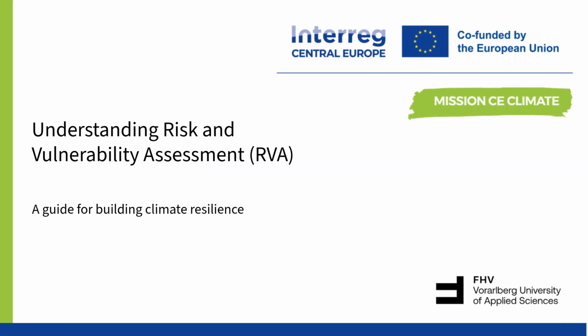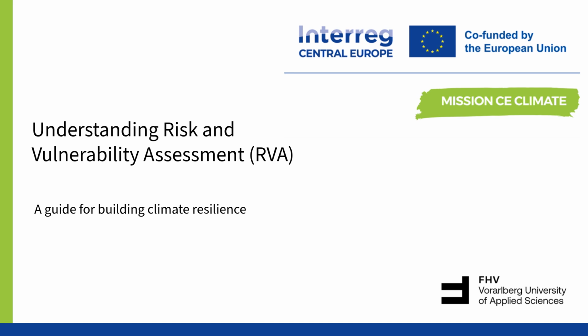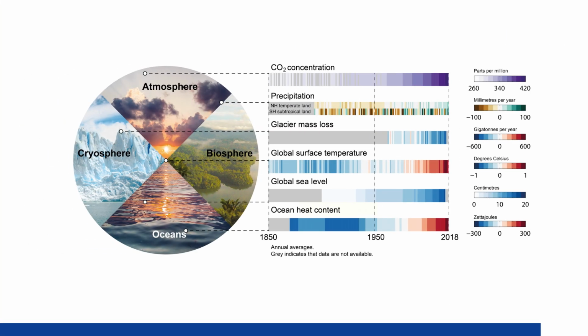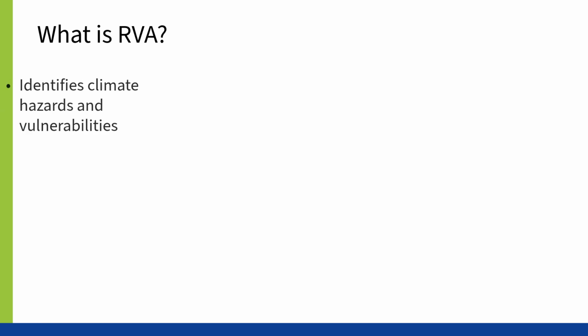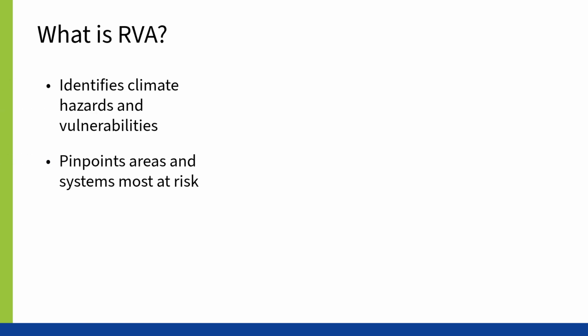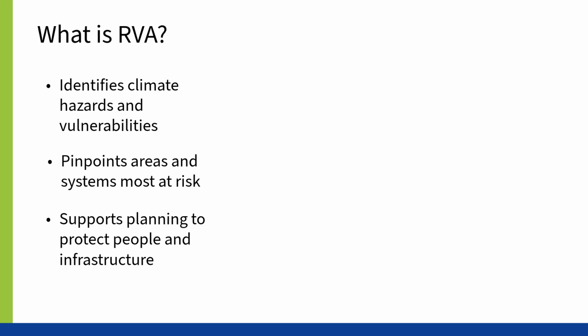Welcome to this video on the Risk and Vulnerability Assessment, or RVA in short, from the Mission C Climate project. RVA is a systematic approach that enables communities and decision makers to understand and address the growing risks posed by climate change. It involves identifying climate-related hazards, assessing who or what is exposed, evaluating the vulnerability of affected systems, and examining existing or potential adaptation responses.